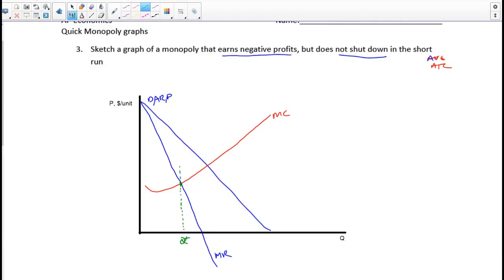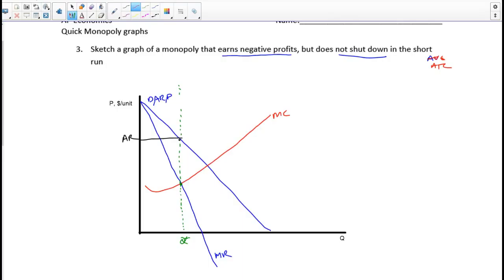Go ahead and, just to make it clear, draw my Q star line going all the way up. Let's locate where our average revenue is going to be, right here. This firm is earning negative profits, so now I know that when I look along this line, my average cost has to be above average revenue. So I'm going to go ahead and find that spot.